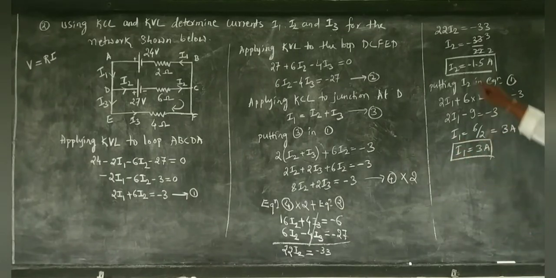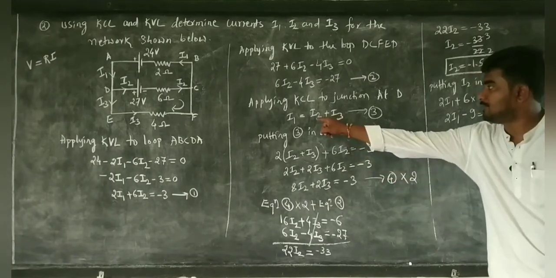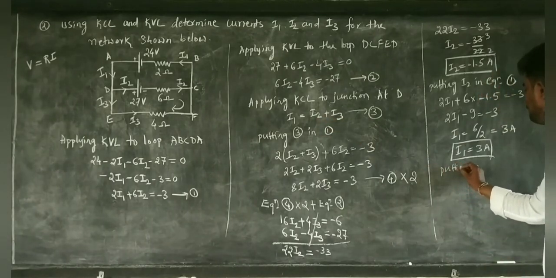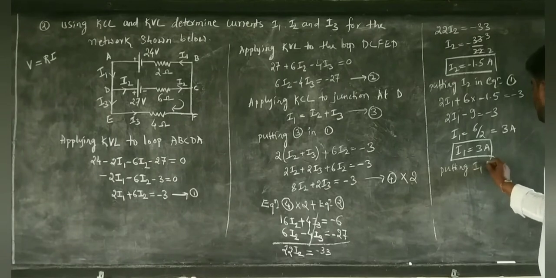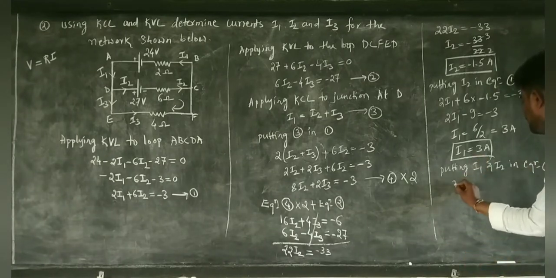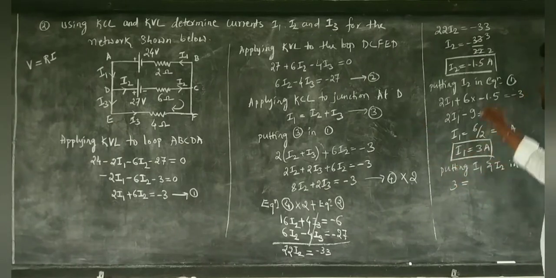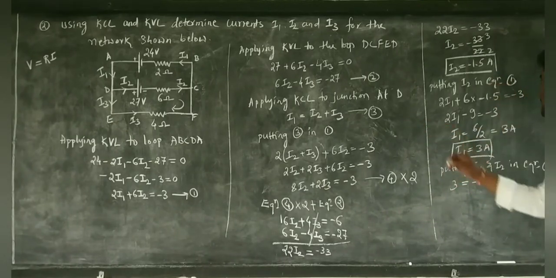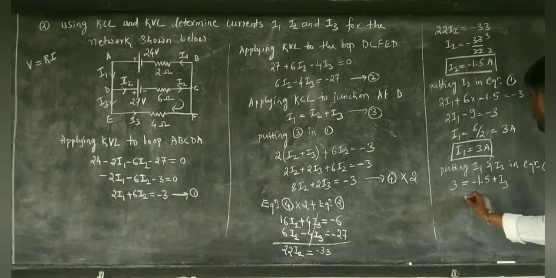Now I know the value of I1 as well as I2. I can substitute the values in equation 3. Putting I1 and I2 in equation 3: I1 is 3 ampere is equal to, I2 is how much? It is minus 1.5, plus I3, it is as it is. Therefore I3 is equal to 4.5 ampere.